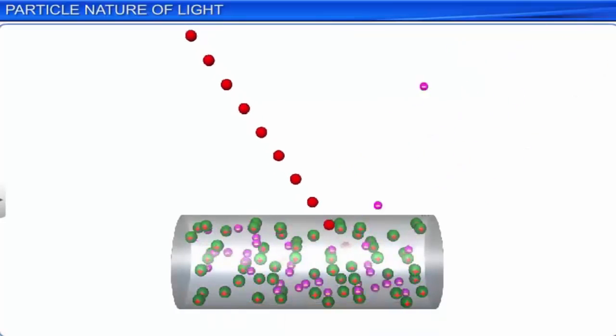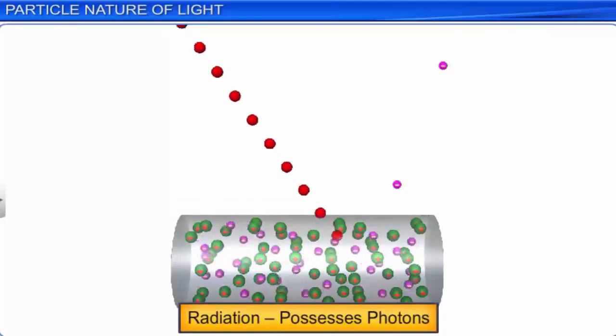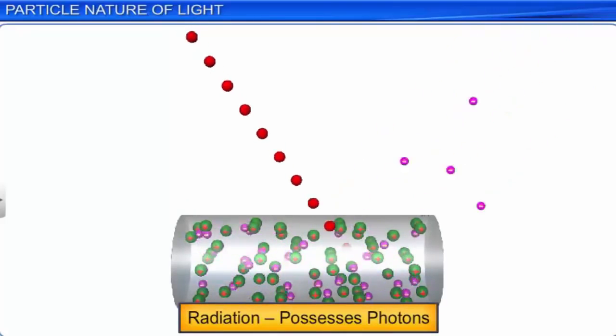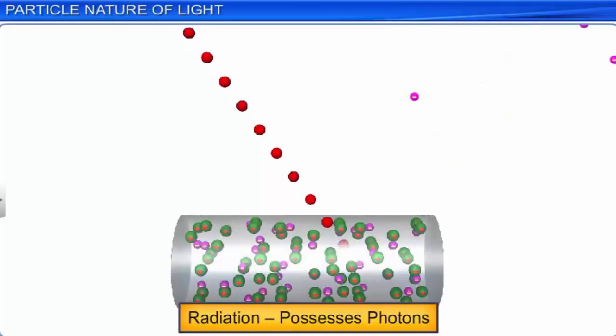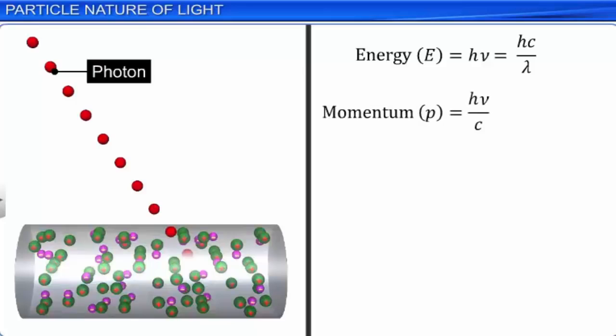In the interaction of radiation with matter, like in the case of photoelectric effect, it seems as though radiation is made up of particles called photons. Each photon has energy E equal to h nu. Since nu is equal to c by lambda, we have E equal to hc by lambda, where lambda is the wavelength of light used. And momentum p is equal to h nu divided by c.